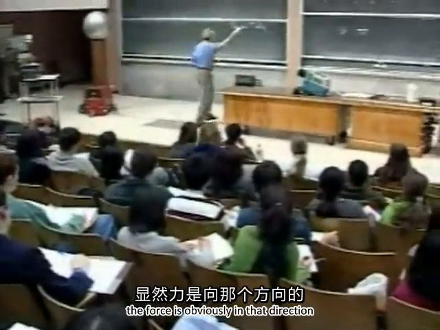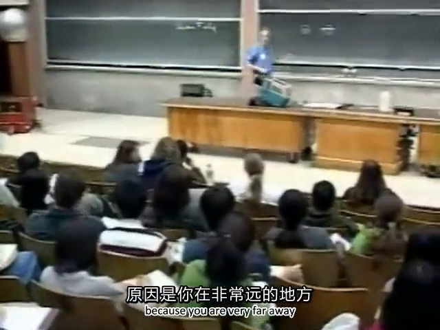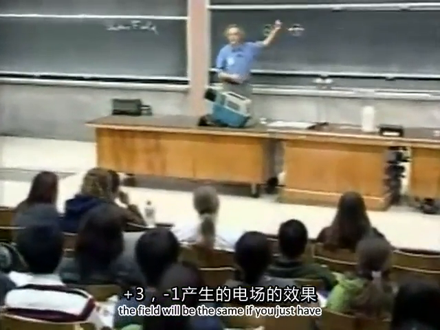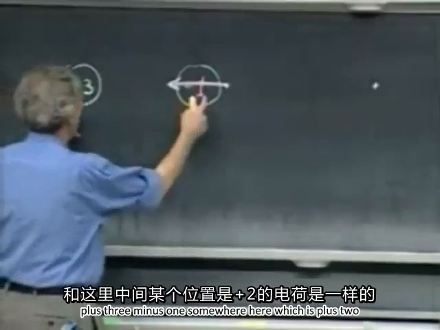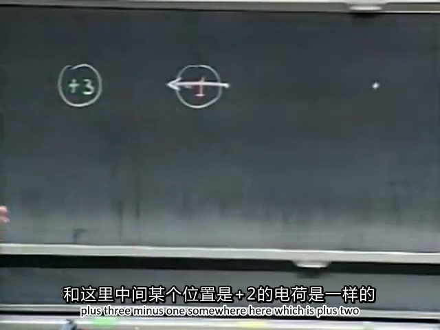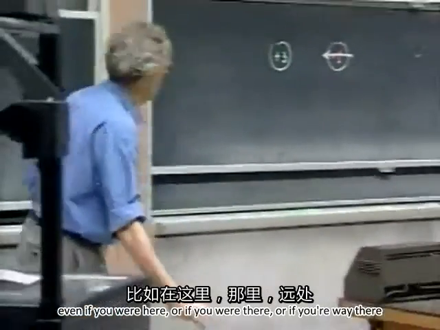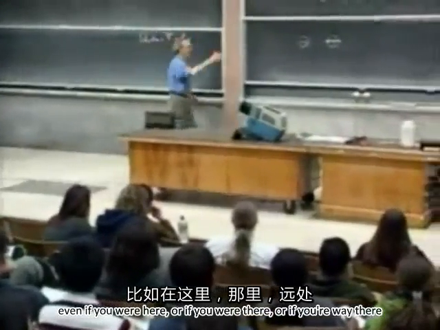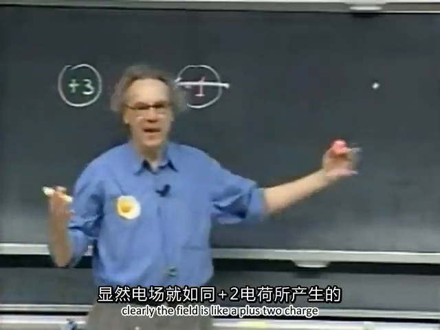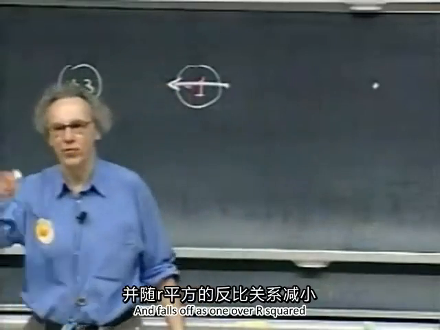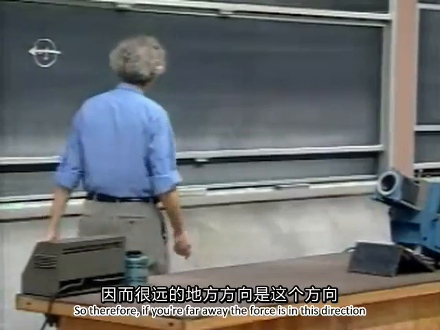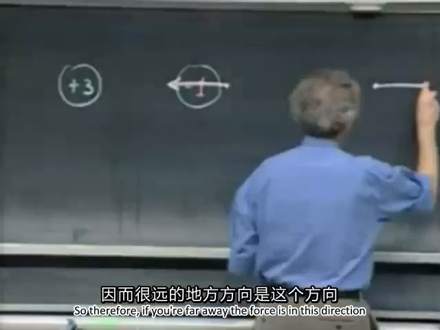The force is obviously in that direction, because if you're very far away, the field will be the same as if you just had a +3 and a -1 somewhere here, which is +2. So if you're far away from a configuration like this, even if you're here, or if you're there, or if you're way there, clearly the field is like a +2 charge and falls off as 1/r². So therefore, if you're far away, the force is in this direction.